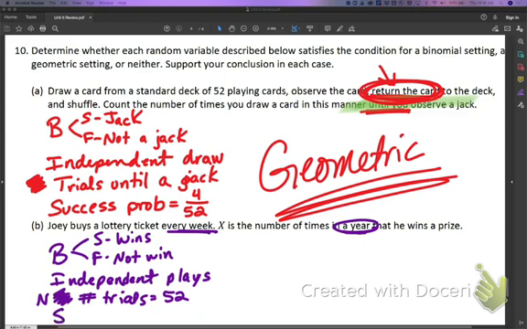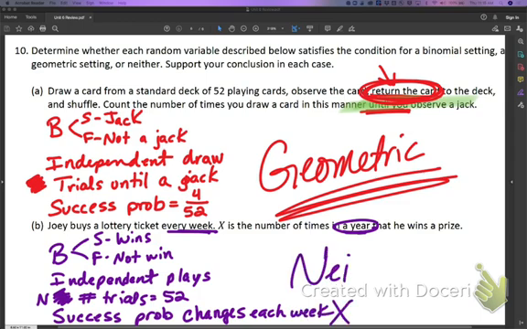And then our success probability. The success probability, what is the probability of winning the lottery? Well, I'll tell you, it is very small, and it's not worth playing the lottery. But I will also tell you, it depends on the number of people that play. The success probability changes each week. So this is neither. This is not binomial or geometric because it fails the success probability.